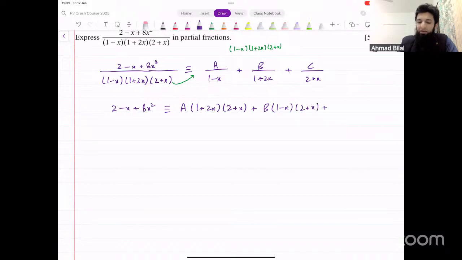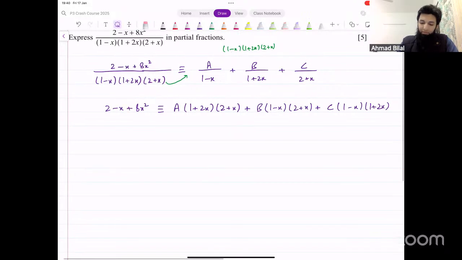And then finally, the last fraction, when you multiply it by this, 2 plus x and 2 plus x, they get cancelled. What are we left with? C times 1 minus x and 1 plus 2x. Okay. We've gotten rid of the fraction now.